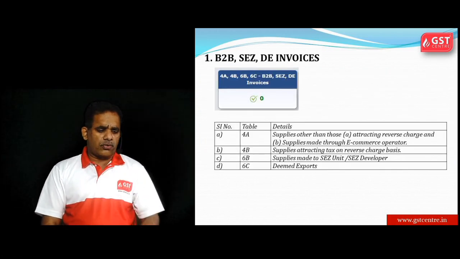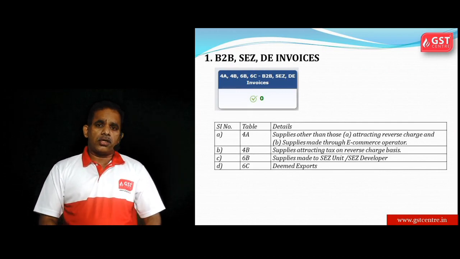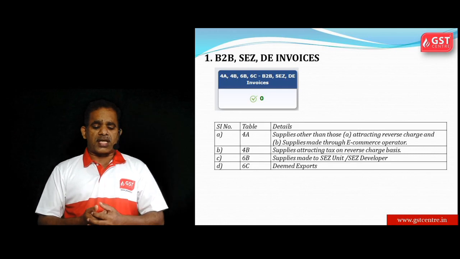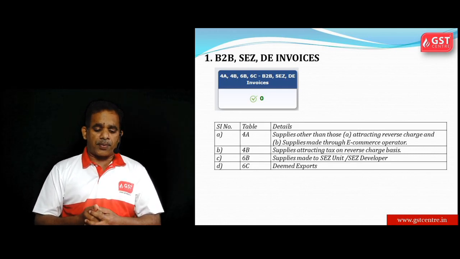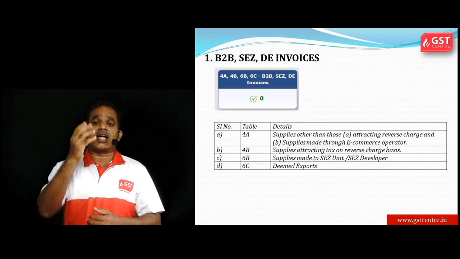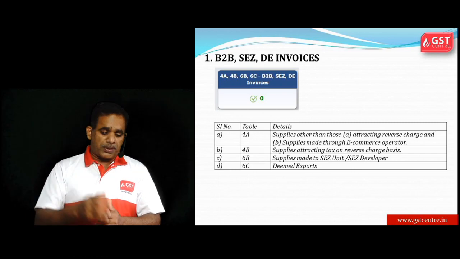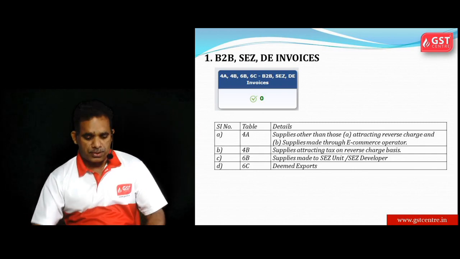So in all these sections, you need to fill the details as required. First of all, let us go to B2B, SEZ or deemed exports invoices. Here you need to input details of supplies other than those attracting reverse charge and supplies made through e-commerce operators. Supplies attracting tax on reverse charge basis. Supplies made to SEZ unit or SEZ developer, as well as deemed exports.